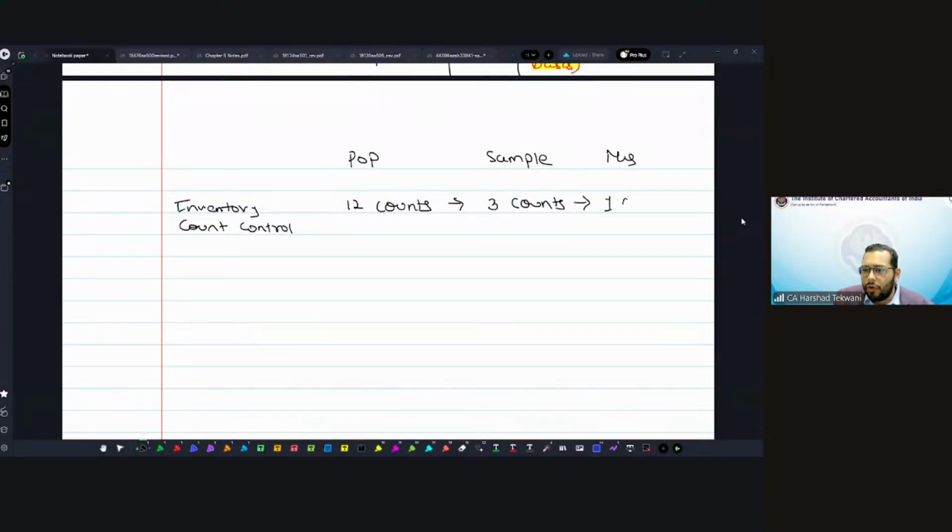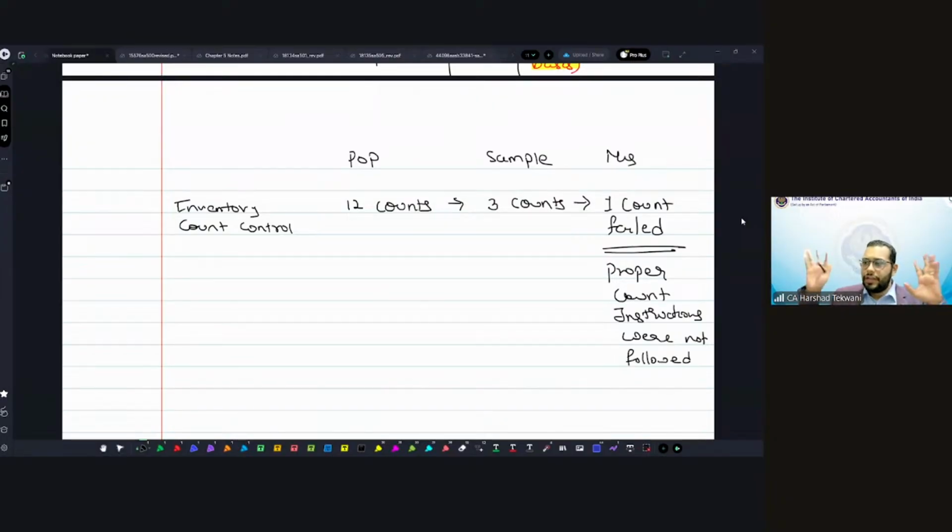Misstatement, 1 count failed. Now, I'm taking this in the number of counts. I'm not taking any of the amount. There is a misstatement, 1 count failed, where management did not adhere to proper inventory count instructions. Proper count instructions were not followed. Failed on qualitative aspects.